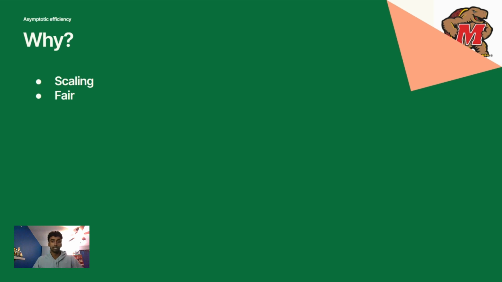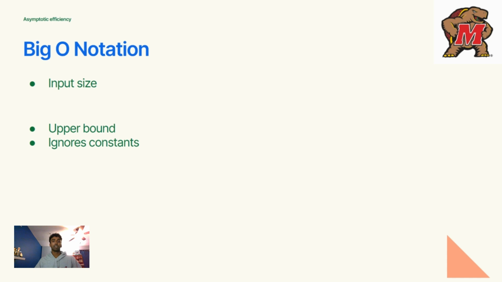Next, it also allows us to measure two different algorithms irrespective of the hardware used, making it a fair and just comparison. Our main technique for measuring asymptotic efficiency is something called big O notation, where with respect to the input size, we measure the upper bound of an algorithm, or how fast or how much memory it'll use in the worst case scenario. And to do this, we measure major factors and usually ignore smaller constants.